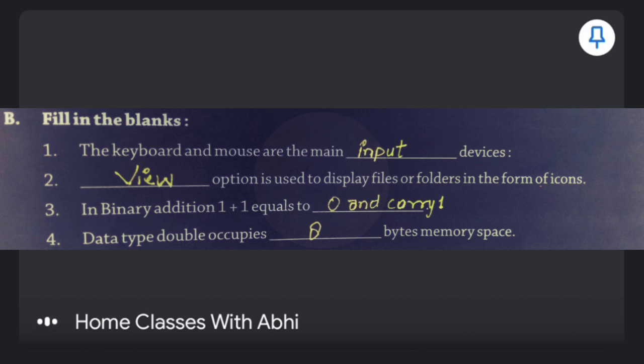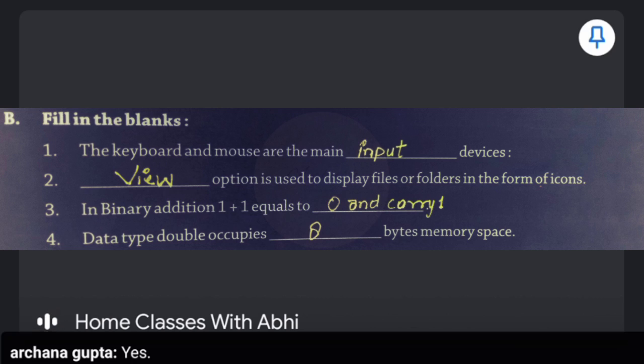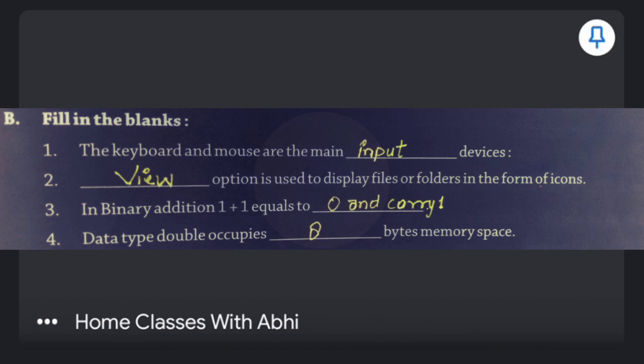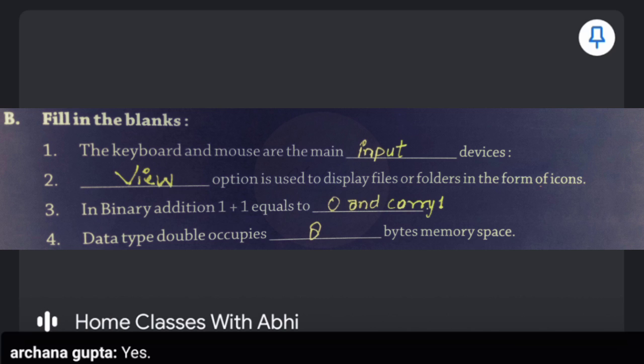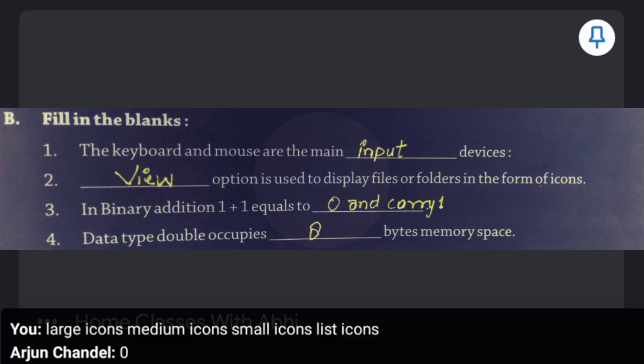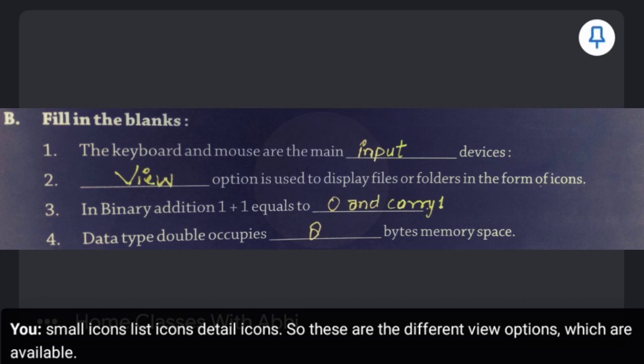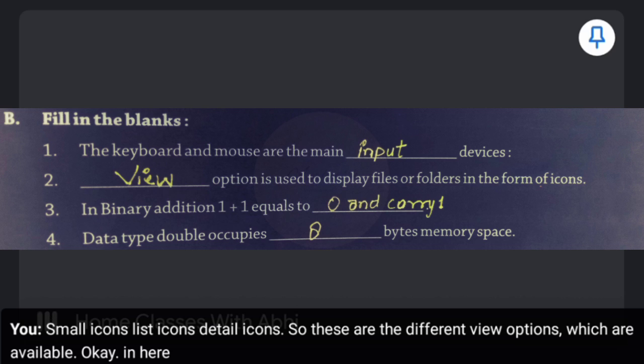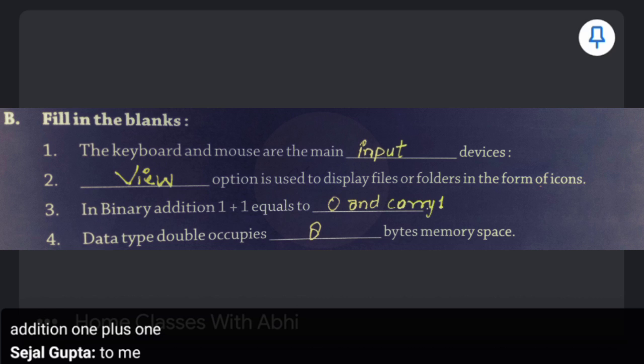In binary addition, 1 plus 1 equals to 0 and carry 1. Correct. In binary addition, 1 plus 1 equals to 0 and carry 1. Data type double occupies dash by memory space. 8 bytes memory space. Very good.